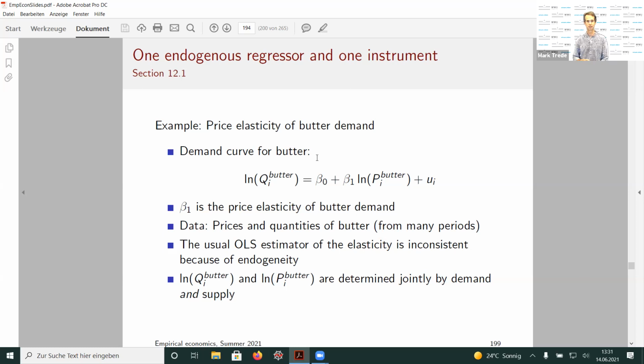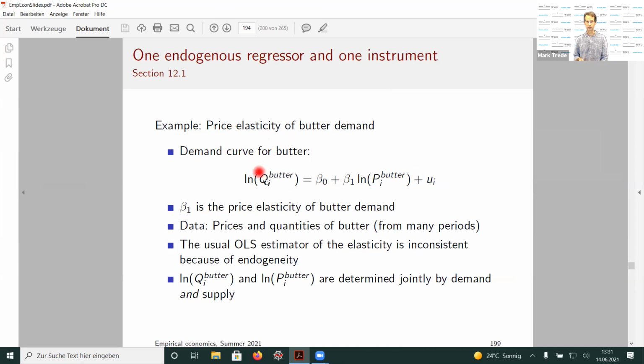Okay, so simple question and really relevant question, not only for people who deal with butter, but for anyone who's interested in price elasticities, of course. And the price elasticity is very relevant for pricing policy. So this is not only an economically interesting question, this is also interesting for business. Okay? So what is the demand elasticity of butter?